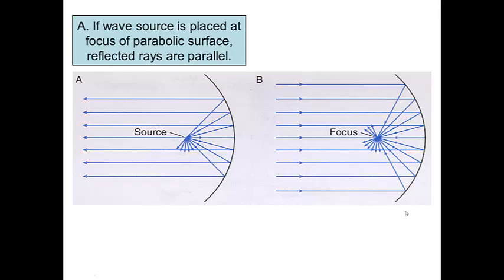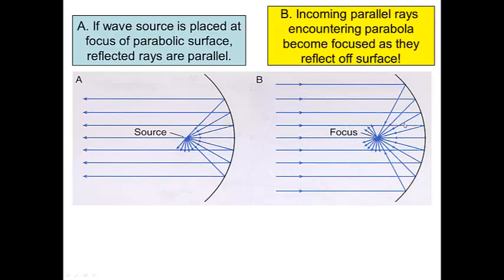If a wave source is placed at the focus of a parabolic surface, the reflected rays are parallel. So if the source is here, and then light bounces off, what you will see is the waves coming off in a parallel orientation. If the light comes in from outside the parabolic surface and encounters this parabola, which is sort of bowl shaped, they become focused as they reflect off the surface, so that these reflections converge.